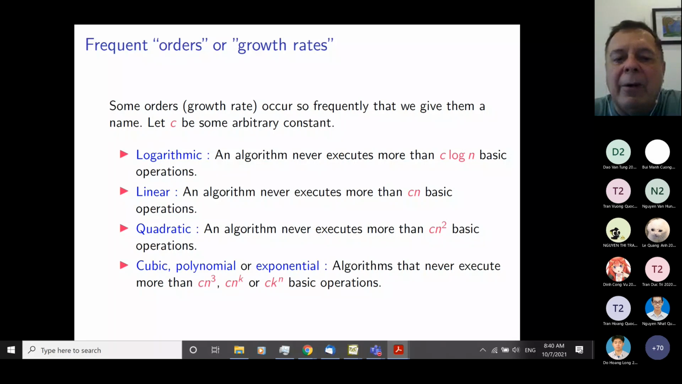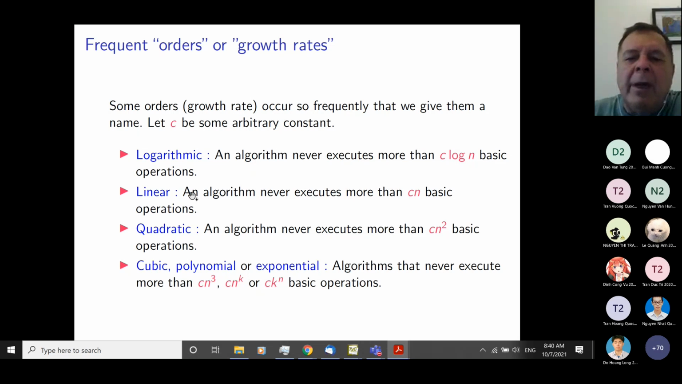So if we have an algorithm for which the running time grows by log n in terms of the input size, this is considered to be a good algorithm. This is considered an algorithm that is not taking too much time to solve a problem.